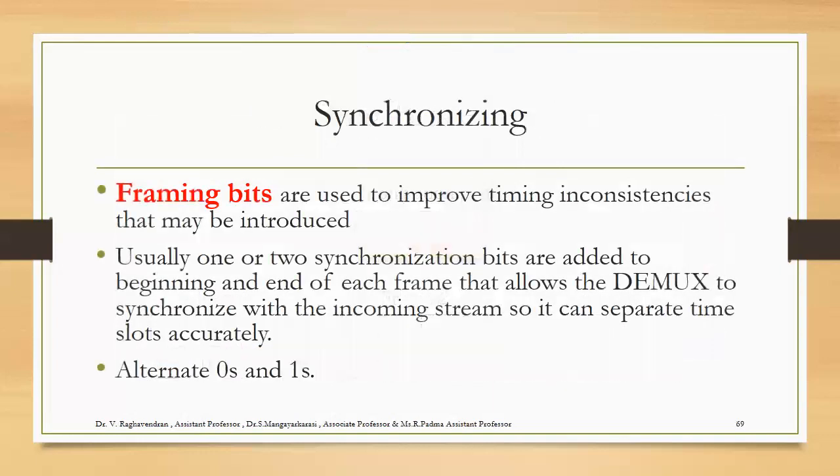So after that, I am going to talk about framing bits and synchronizing. Framing bits are used to improve timing inconsistencies that may be introduced in the TDM process. Here, usually 1 or 2 synchronization bits are added to the beginning or end of each frame, which allows the demultiplexer to synchronize with the incoming stream so it can separate time slots accurately.